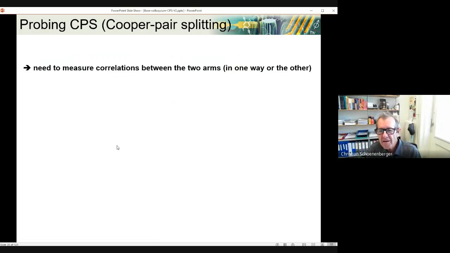So let's come to experiments. How can we measure that there is, I mean, we somehow have to detect that there is some splitting.